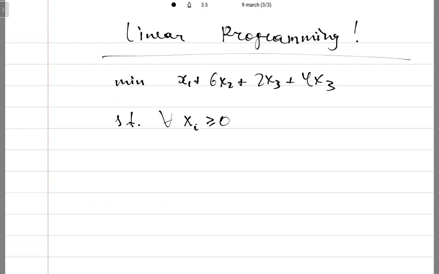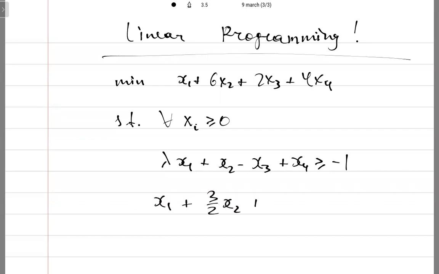Wait, isn't it 4x4? Yeah, you're right. And the inequalities are: lambda times x1 plus x2 minus x3 plus x4 is greater or equal than minus 1, and x1 plus 3 over 2 x2 plus x3 plus x4 is not less than 5.